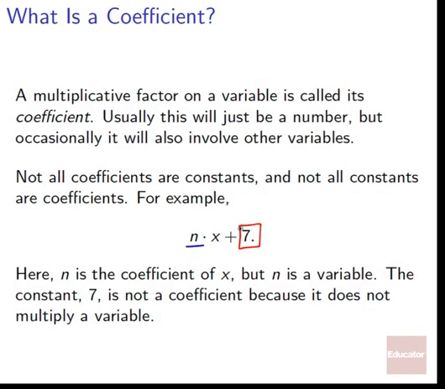So n is a coefficient, but it might not be a constant. It might be allowed to vary, but it isn't going to be. So n is probably not a constant, but it is definitely a coefficient. And 7 is not a coefficient, but it's definitely a constant. And we could even look at x as being a coefficient on n, right? We can look at it from n's point of view or look at it from x's point of view. So coefficient is multiplicative factor, constant, just something that doesn't change.